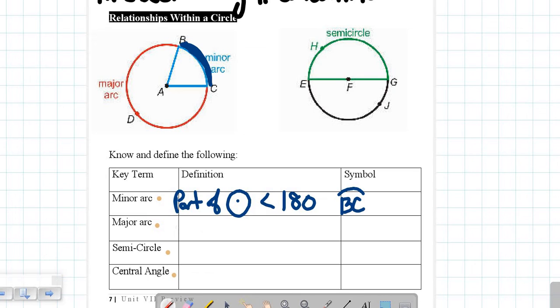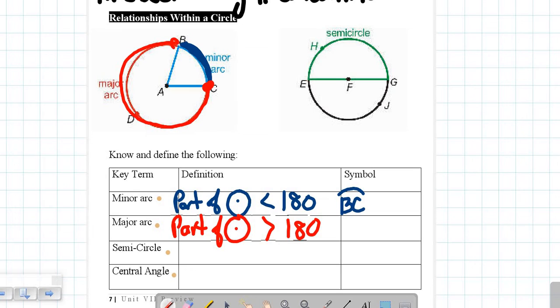A major arc, again, is a part of a circle, which is greater than 180. So put your pencil on C and sweep around the long way around the edge. C, D, B. Notice I'm using 3 letters now. You could also go the other way around. That's more than 180. Notice I'm using 3 letters.